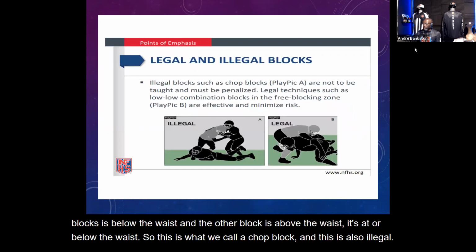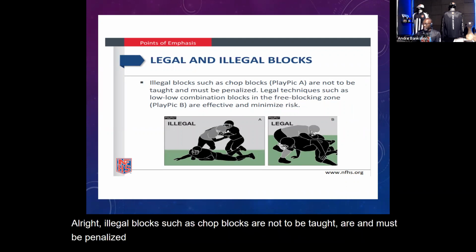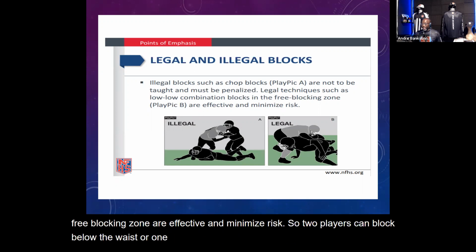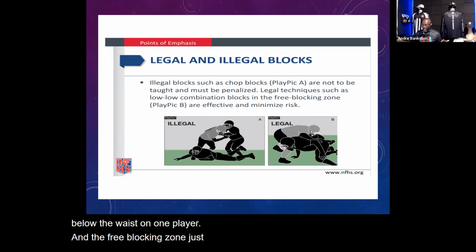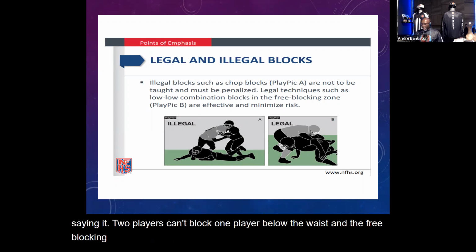All right. Illegal blocks such as chop blocks are not to be taught and must be penalized. Legal techniques such as low combination blocks in the free blocking zone are effective and minimize risk. So 2 players can block below the waist on 1 player in the free blocking zone. There's no rule saying that 2 players can't block 1 player below the waist in the free blocking zone. But chop blocking, 1 high, 1 low, is illegal no matter where you are on the field.